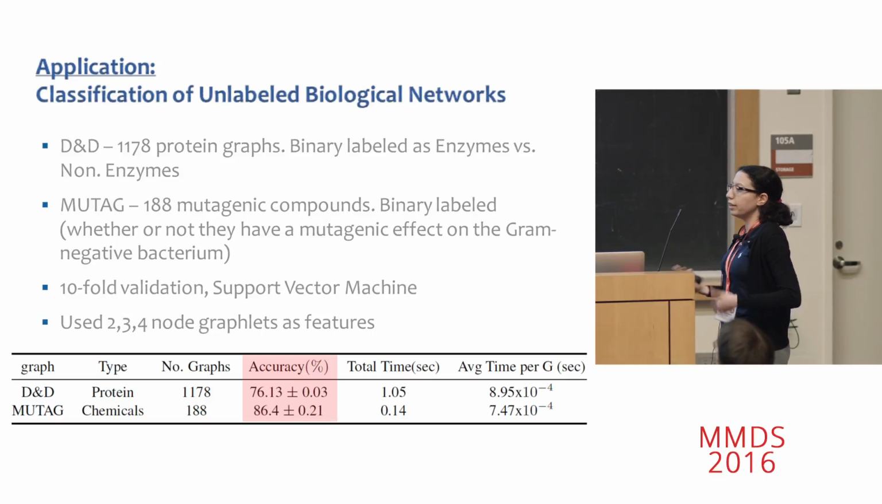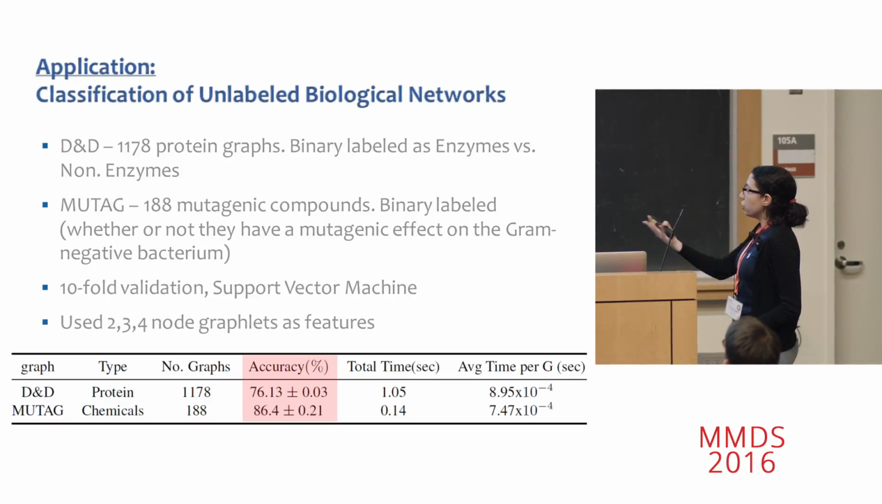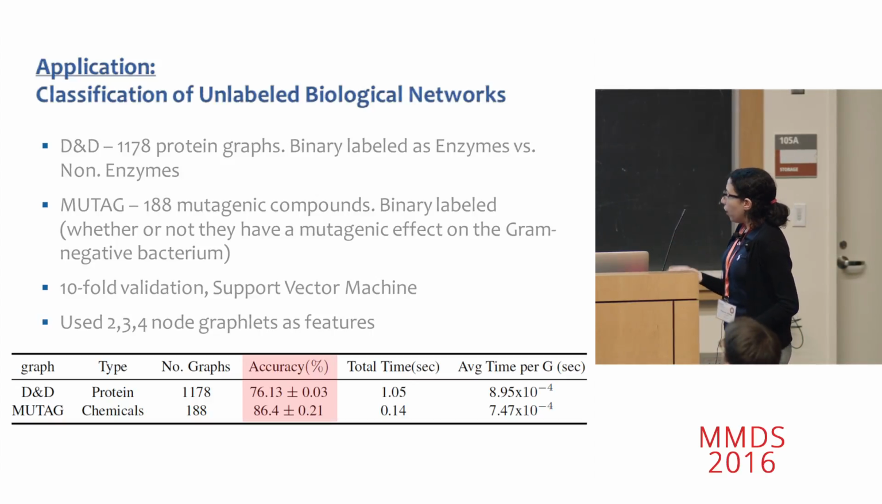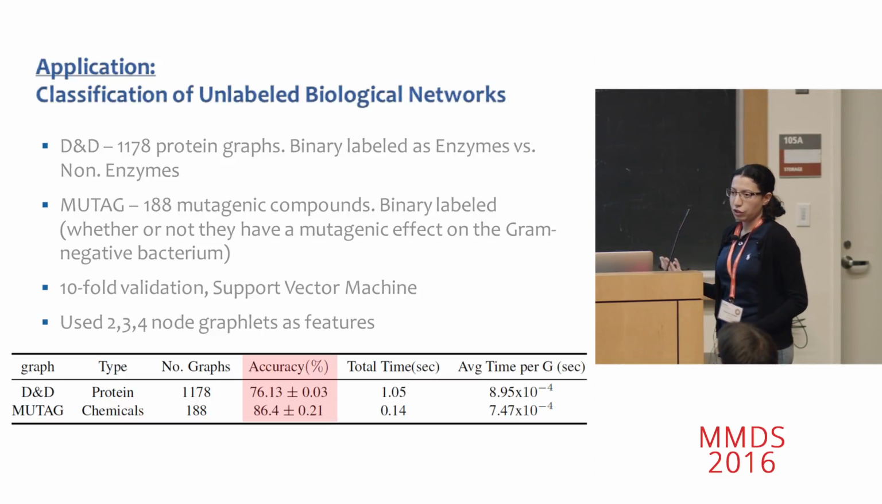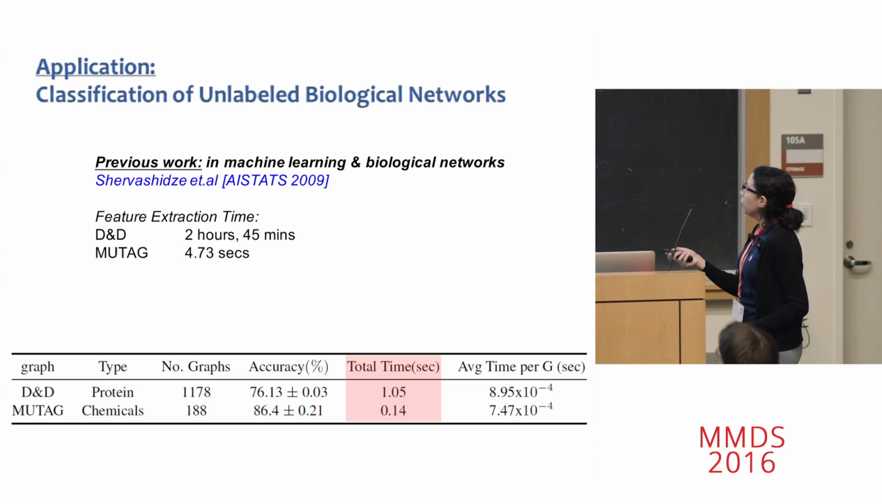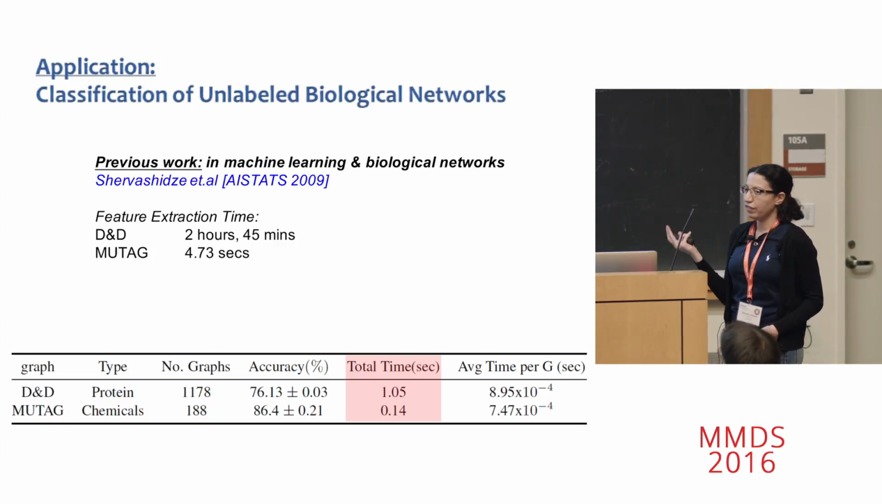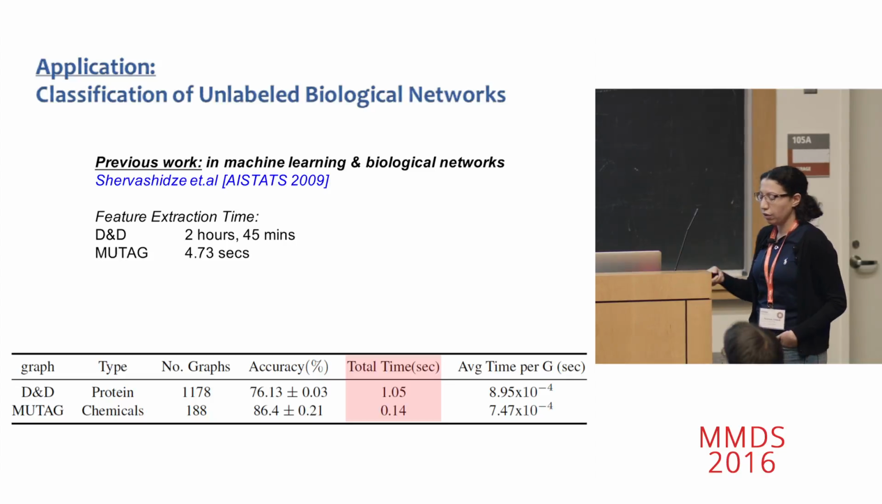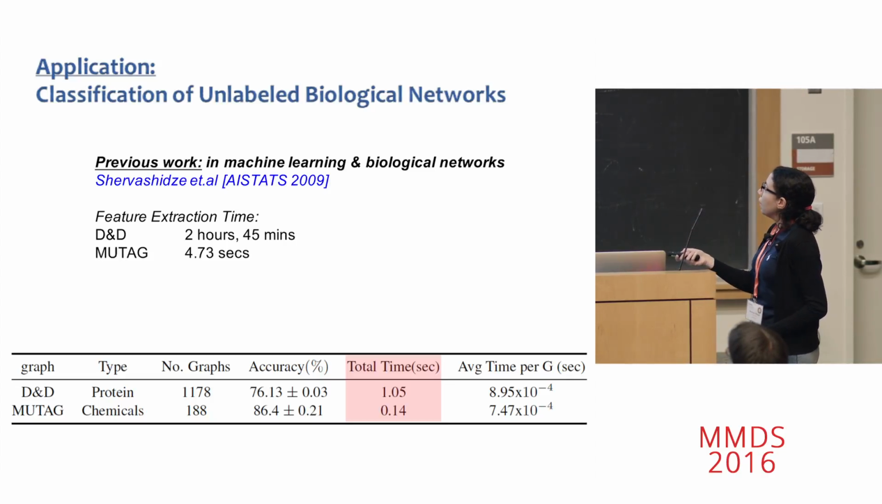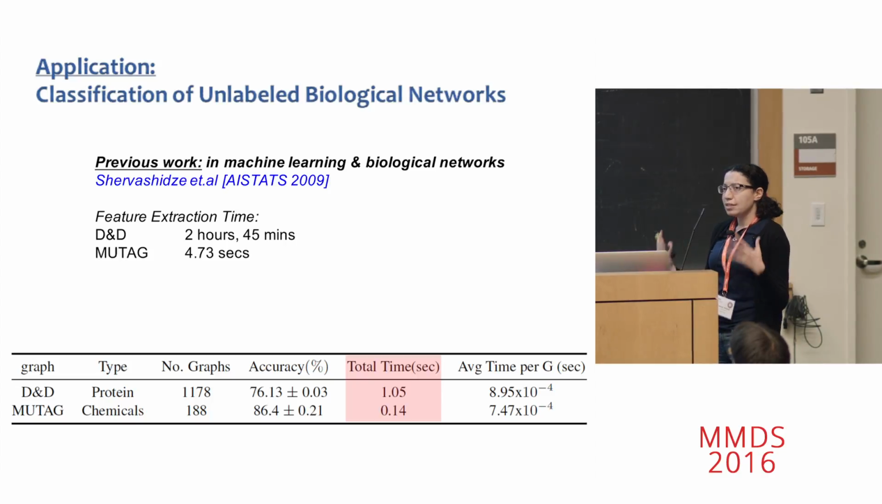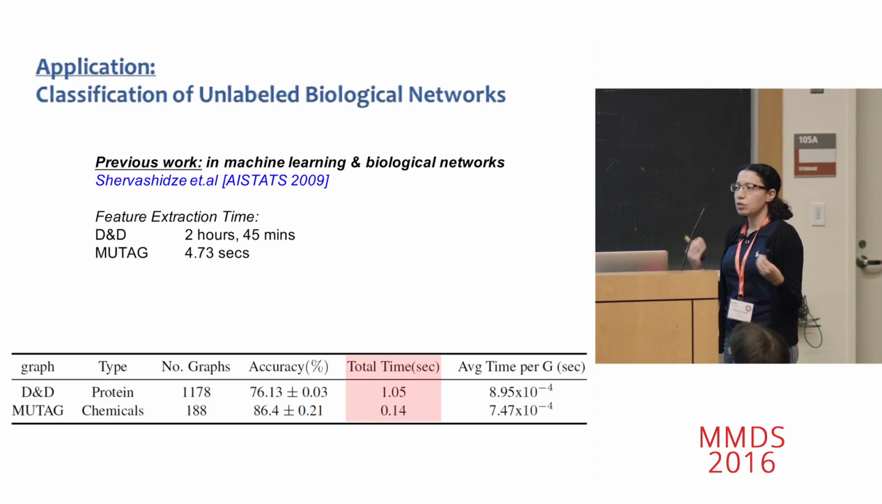So you could actually get a lot of insights from just using those features. What is more important here is the time that you take to compute these features. We were able to compute them in a second or even less than a second, while previous work was taking more than hours, or 2 hours. That just shows how graphlets could be useful for representing some graphs.